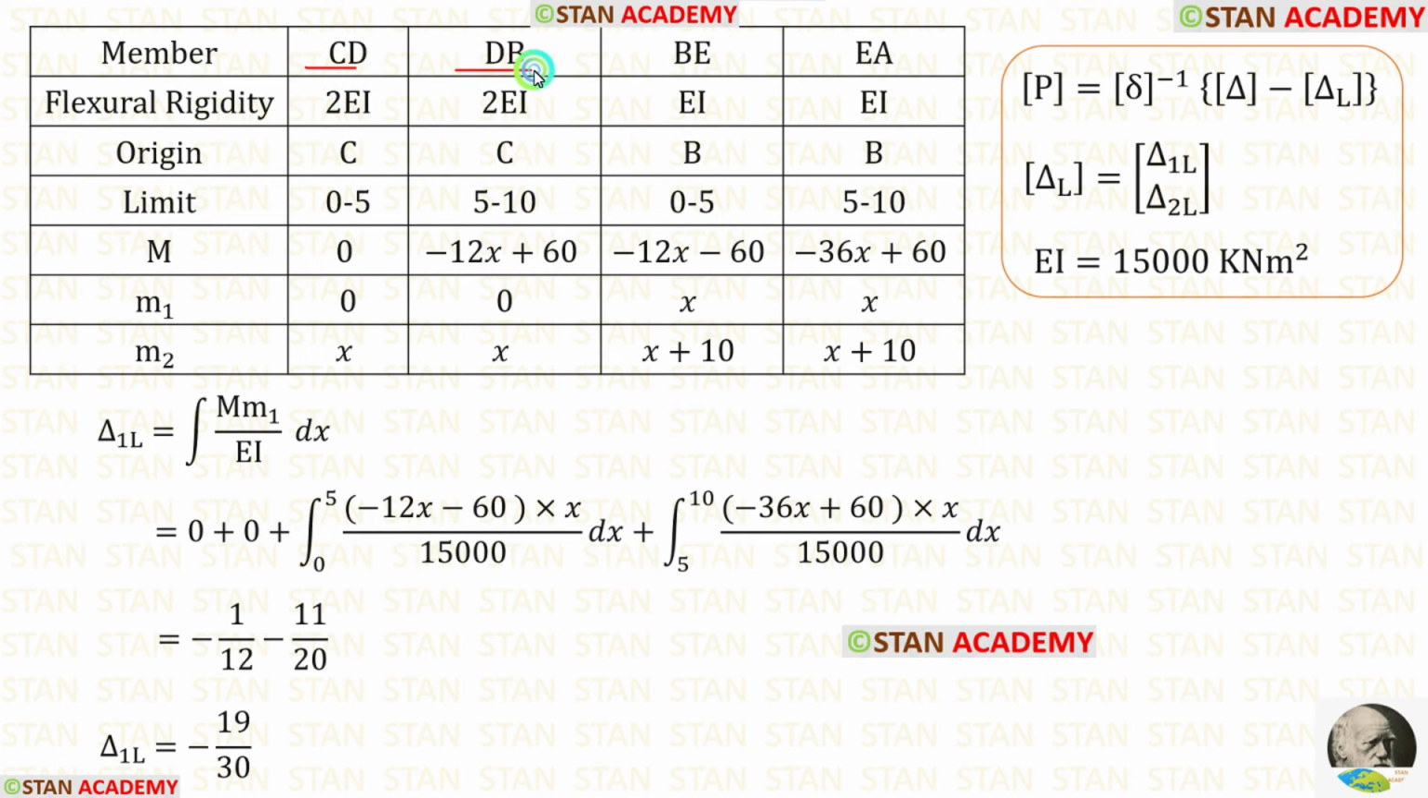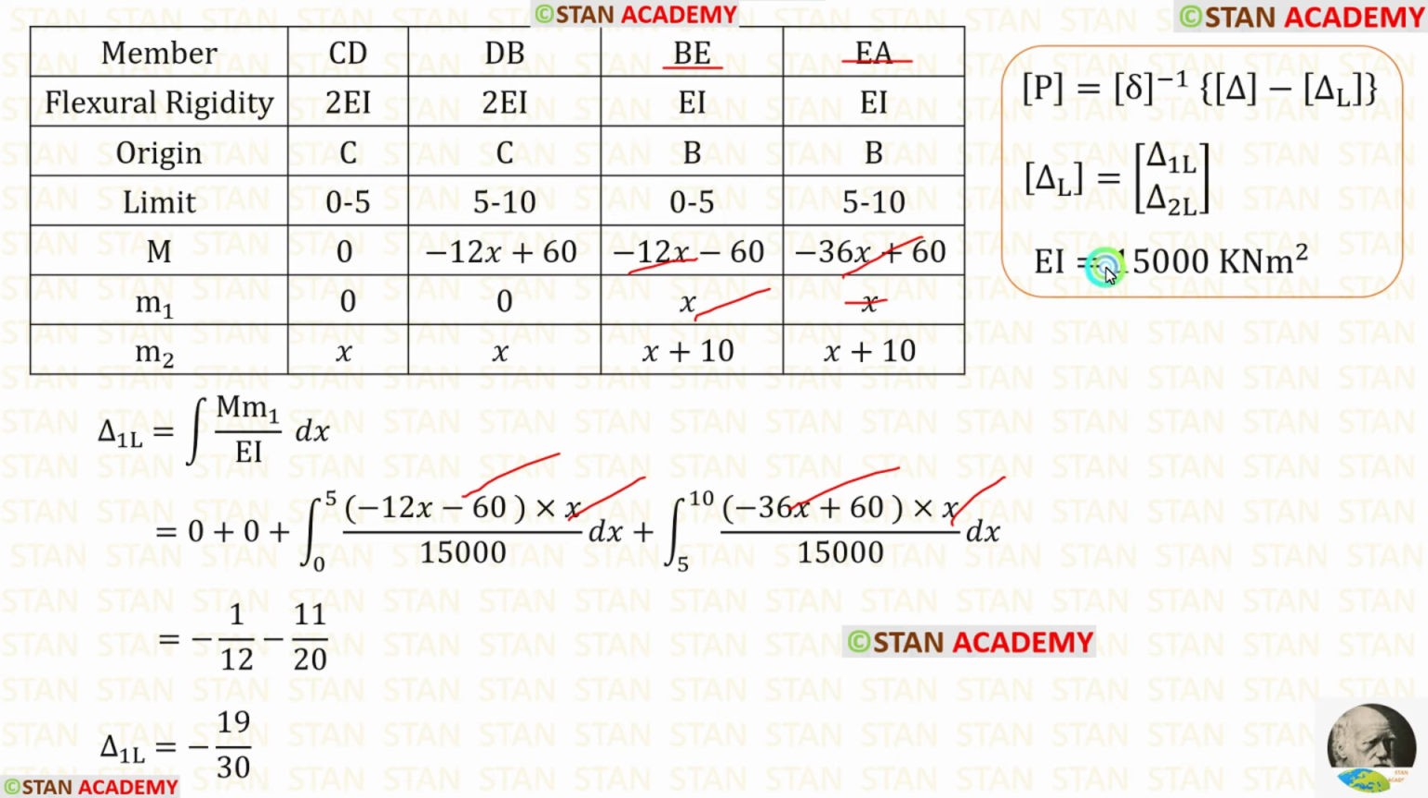So for CD and DB, no need to make the integration. We can straight away put 0. For BE, the limit is 0 to 5. For EA, the limit is 5 to 10. From BE, let us apply the values of M and M1 in the integration. Also from EA, let us apply the values of M and M1 in the integration.